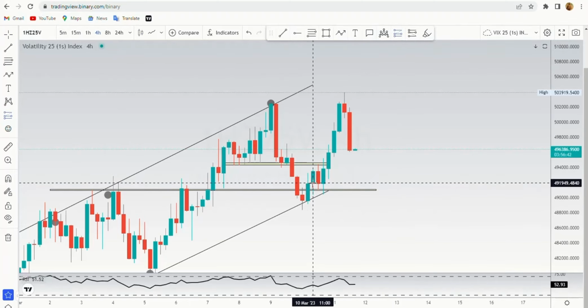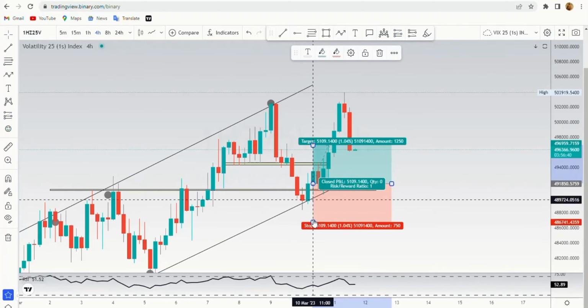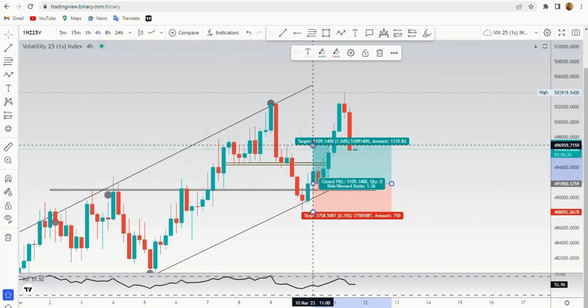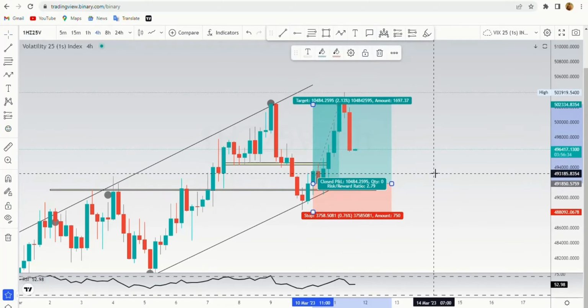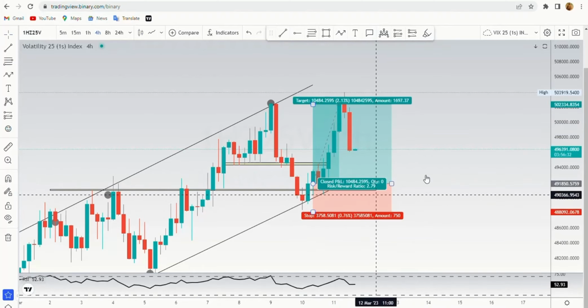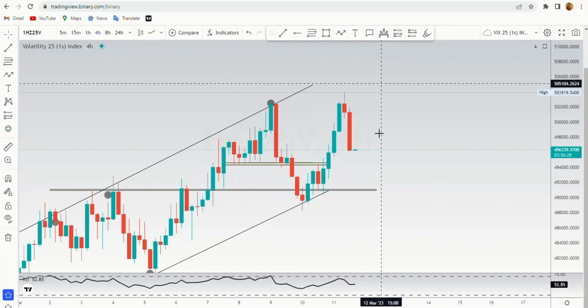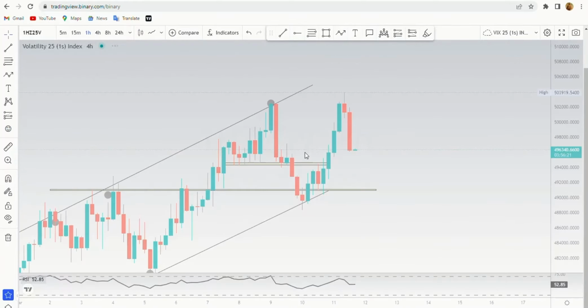So if I was to get an entry based on the 4-hour time frame, I was just going to put my entry there, my stop loss just below, and target this high. That was my take profit, and you can see the trade still went very well, but I wanted to get a small stop loss. I just came to the 1-hour to see the picture. What is it telling us?